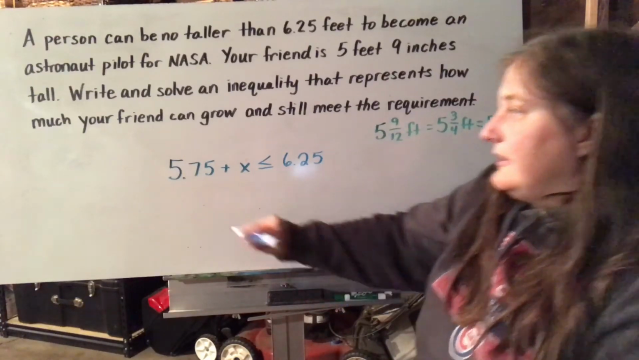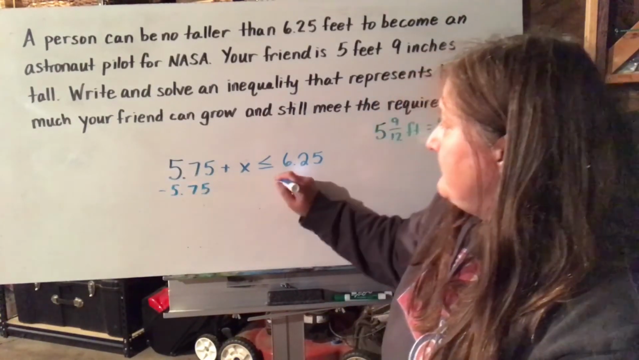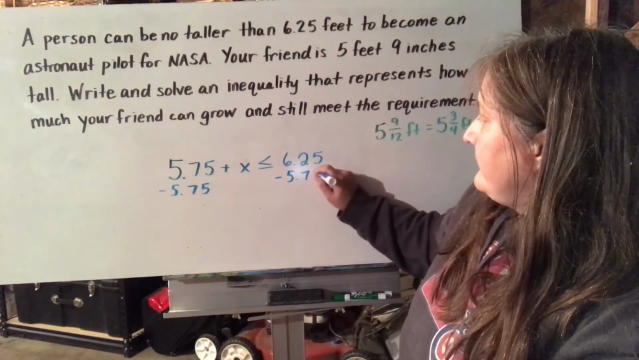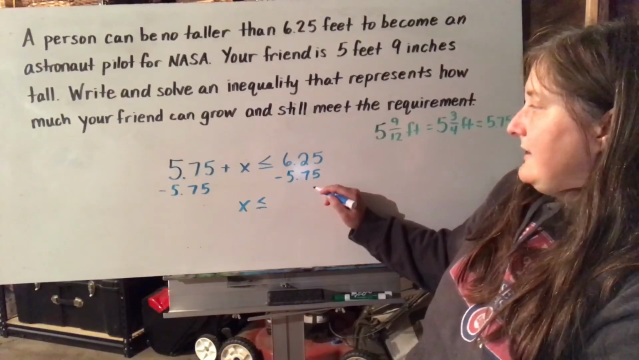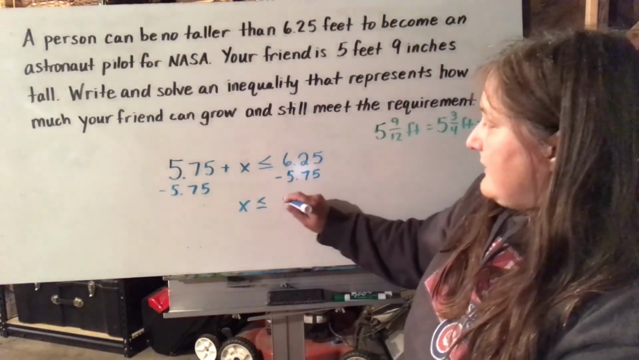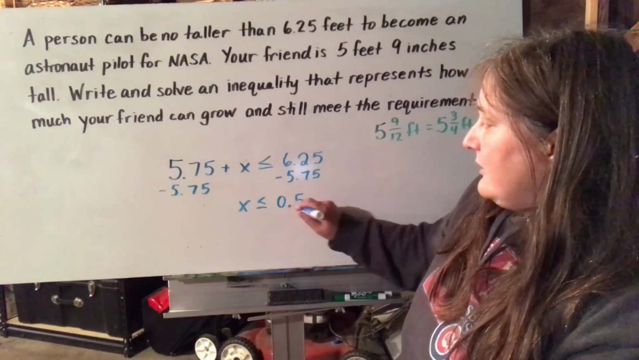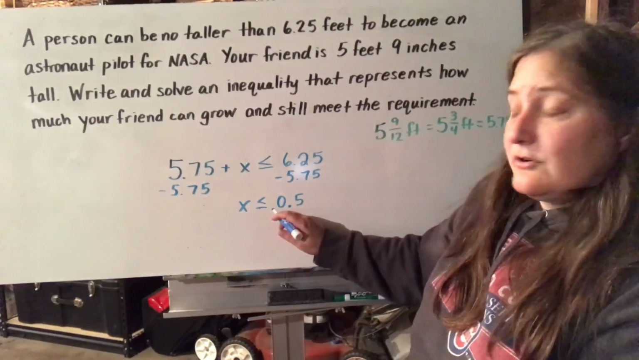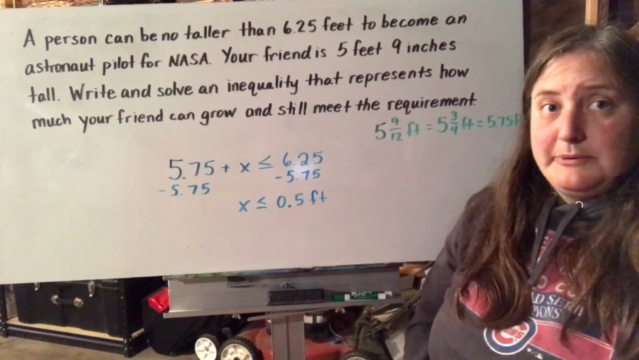So now let's solve this. So we'll subtract 5.75 from each side. Here I'm left with x. And on this side, if I subtract these, I'm left with 0.5. So your friend can grow anything less than or equal to 0.5 feet and still be a NASA pilot.